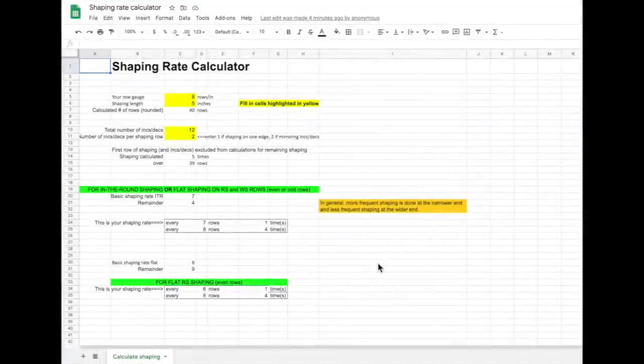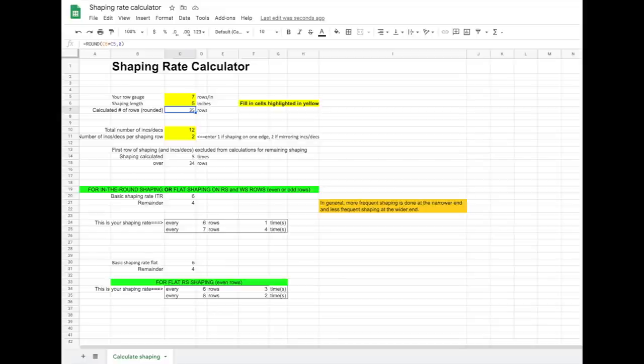So this is a shaping rate calculator that I will link to down in the video description that will help you do the calculation if you need that. There are four places where you need to input information, and they're all highlighted in yellow. You put in your row gauge. So if we did the example that I already showed where I had seven rows per inch and a shaping length of 5 inches, it's calculating the number of rows that I need to do.